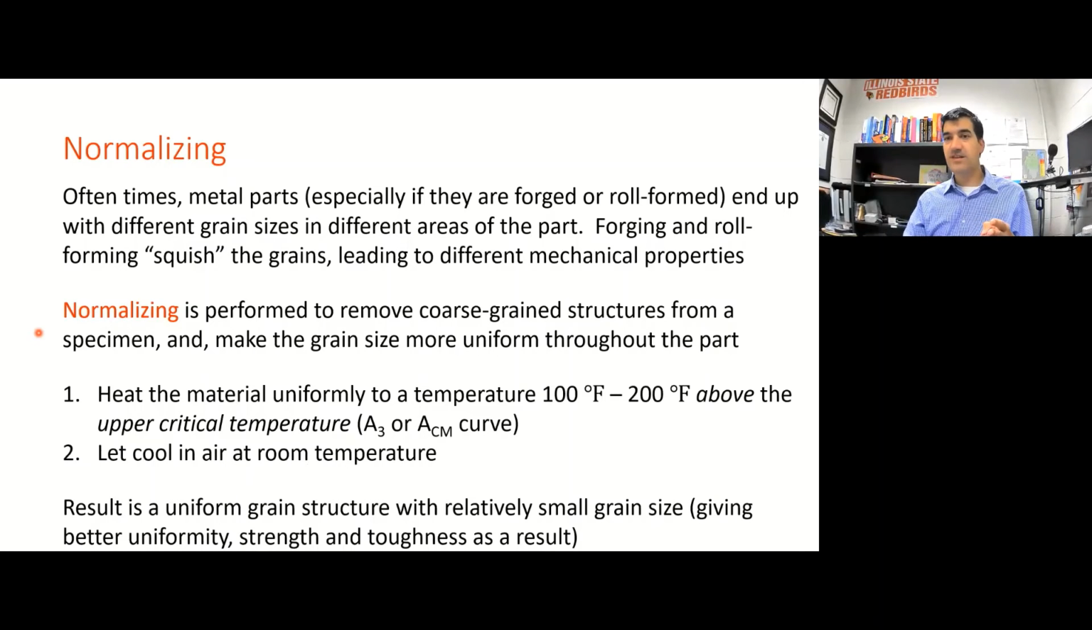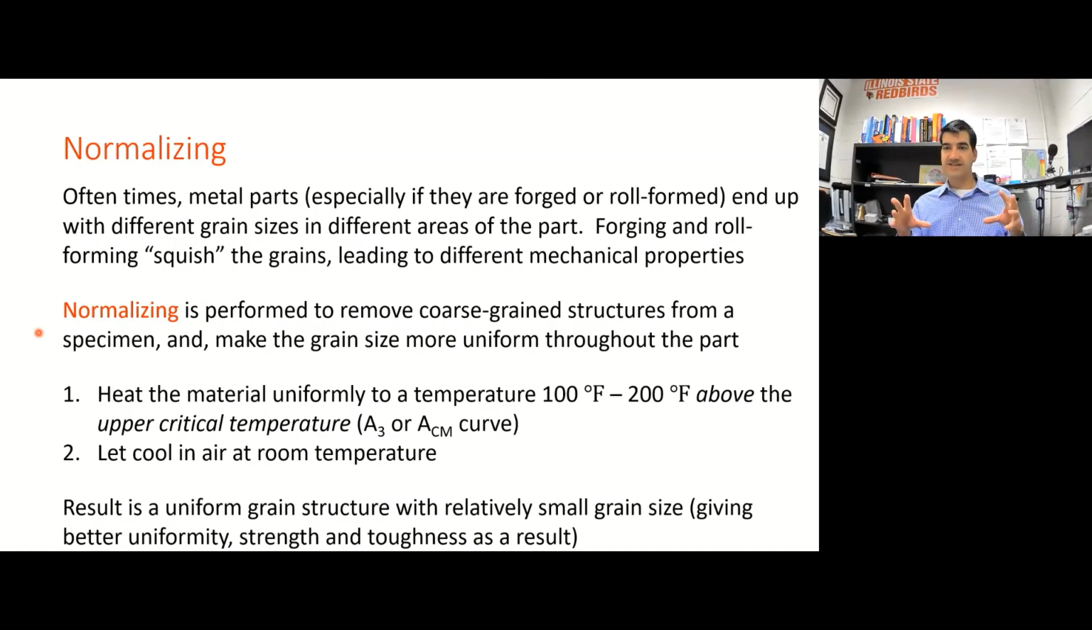The third one is normalizing, and normalizing is named kind of confusingly. When you say that you're going to normalize something, you probably have in your mind that you're going to return it to its original state, right? That's what normalizing might mean. But this is actually different. That's actually not what normalizing means in this context.